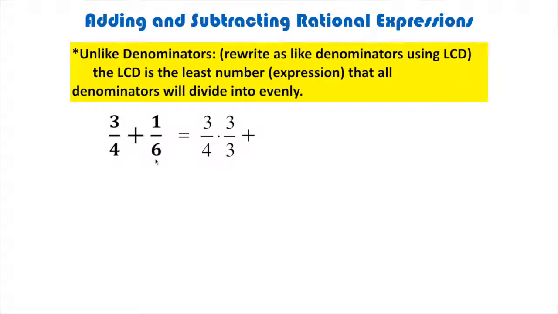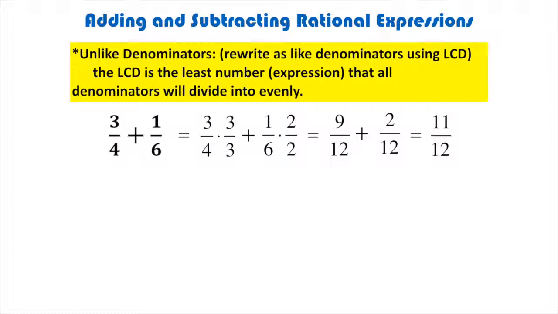I've got 1/6. In order to get to 12, I need to multiply top and bottom by 2. Now that gives me 9/12 plus 2/12. Now I have the same denominator. Because I have the same denominator, I can go up top and just add the numerators. 9 plus 2 is 11.